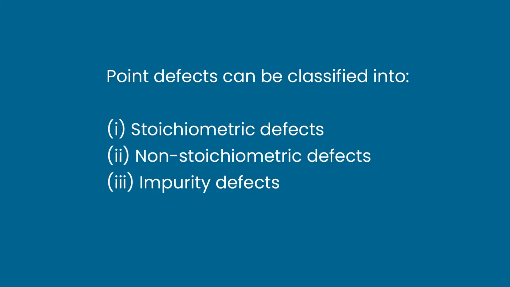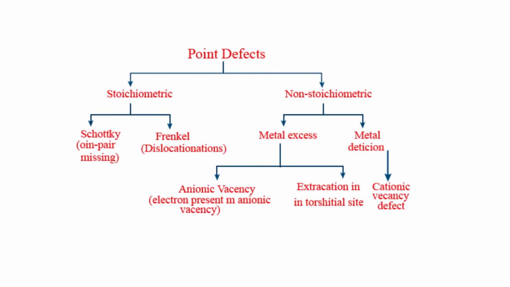Point defects can be classified into three types: stoichiometric defects, non-stoichiometric defects and impurity defects. Let us first discuss the stoichiometric defects and their classification. These are the point defects that do not disturb the stoichiometry of the solid. That is, the ratio between the cations and anions remains the same as represented by their molecular formula. They are also called intrinsic defects or thermodynamic defects.